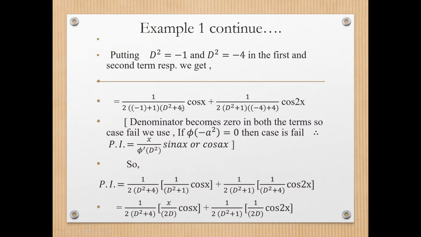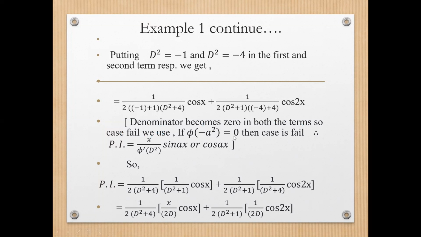So here we obtained a 0 in the denominator. In the numerator there is 1. 1 upon 0 means meaningless. Same here also, minus 4 plus 4, the denominator becomes 0. 1 upon 0 is meaningless. That's why I have written here in brackets: denominator becomes 0 in both the terms, so the case fails. We use this concept here, because in both the terms, after putting D square equal to minus 1 and D square equal to minus 4, the denominator becomes 0. We have to use this.